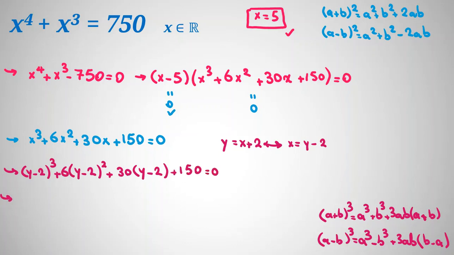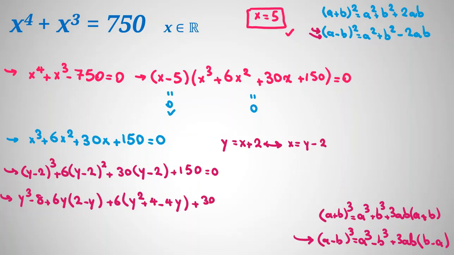Next step, I want to use this formula for cubed, and let me show you. This formula for cubed and this formula for square number will give y cubed minus 8 plus 3 times y times 2 plus 6y times 2 minus y. The next one is 6 times y squared plus 2 squared, which is 4, minus 4y, plus 30y minus 60 plus 150 equals 0.